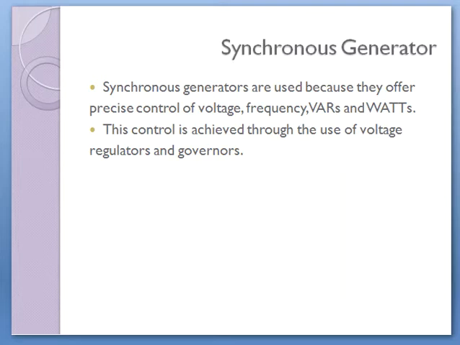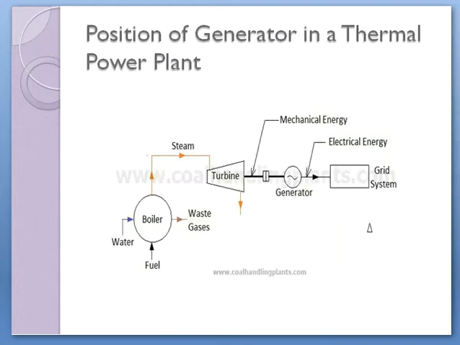Synchronous generators are used because they offer precise control of voltage, frequency, the reactive volt amperes that are called the var, and watts. This control is achieved through the use of voltage regulators and governors. Now, when we are talking of the thermal power generation technology, let us see what is the position of the generator in a thermal power plant.